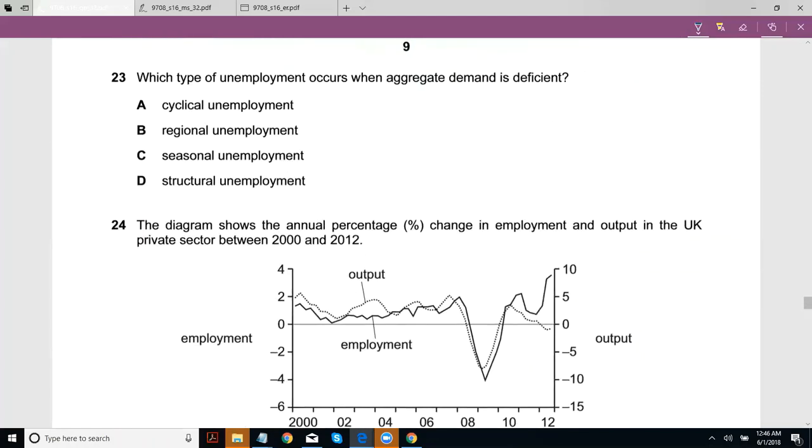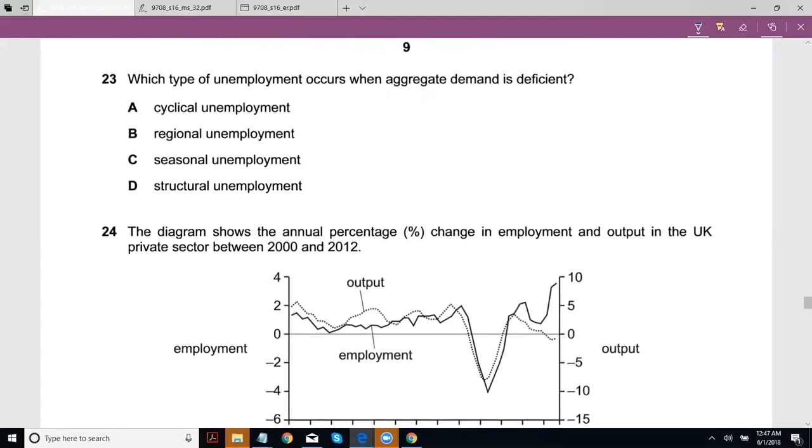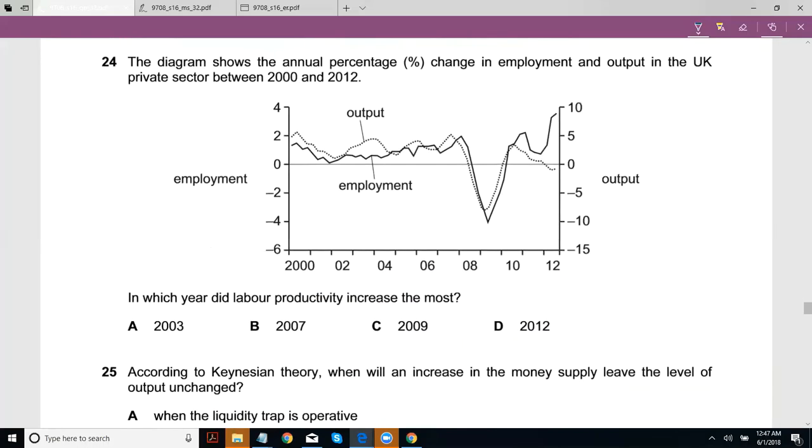Okay, 23. Which type of unemployment occurs when aggregate demand is deficient? That is cyclical. Not much to that. Cyclical is basically something that varies with the cycles of your business cycle. Your business cycle varies with changes in aggregate demand. So when aggregate demand is low, you have cyclical unemployment.